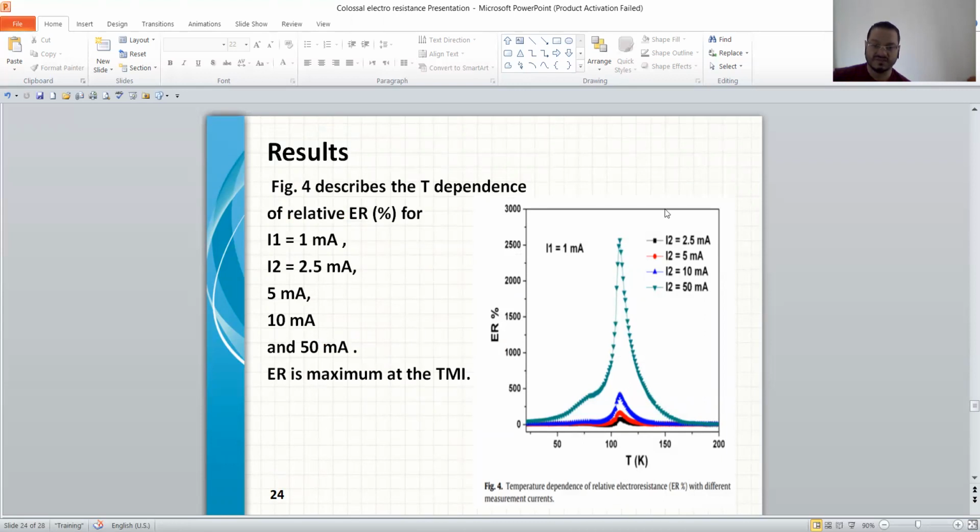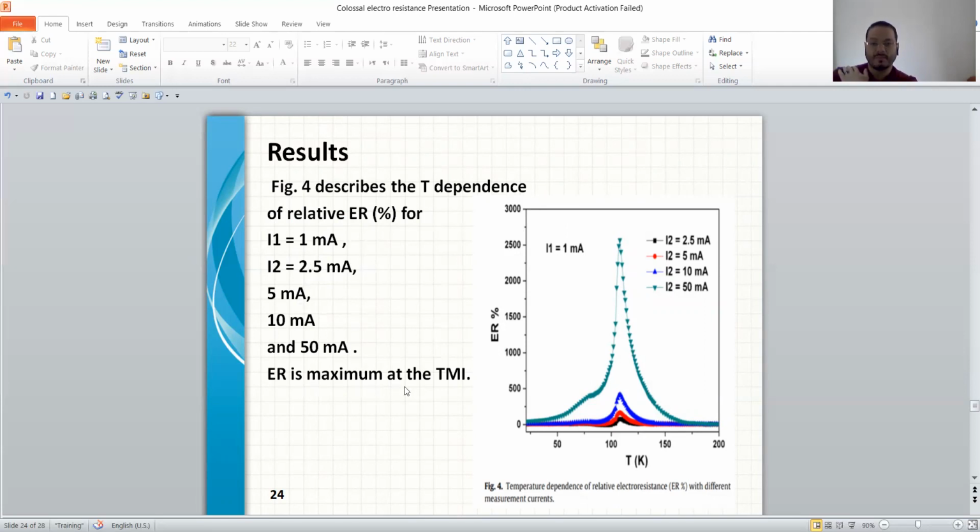And here, the last figure with us will be something like this: current number 1 will be constant, and we will just change current number 2 from 2.5 milliampere until 50 milliampere. Let me repeat that. It starts from 2.5 milliampere until 50 milliampere, and we will see what the differences are. Here, this figure 4 describes the temperature dependence of relative electronic resistance for constant current number 1 milliampere, and with different amounts of current number 2.